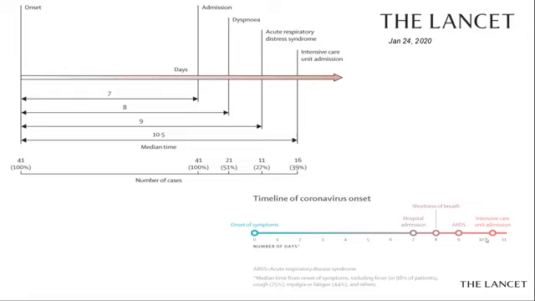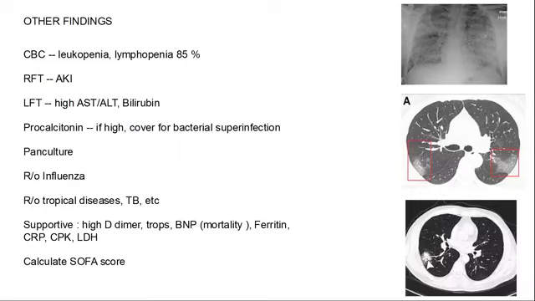So if you get exposed, you can expect that you might get symptoms within 1 week, and if you get lucky, you'll get improvement within 1 week. If you're unlucky, then you get sick and you might land up in ICU within 1 week. That's pretty much to simplify the course, but it's much more complicated.